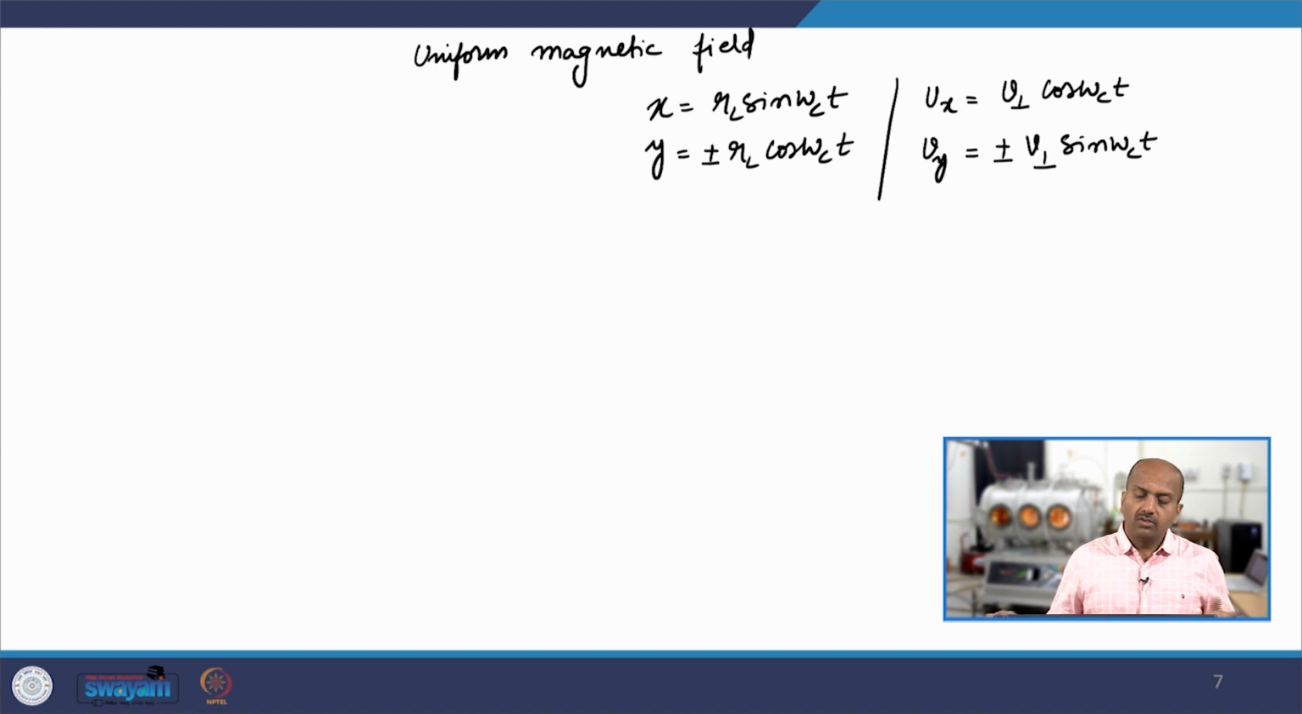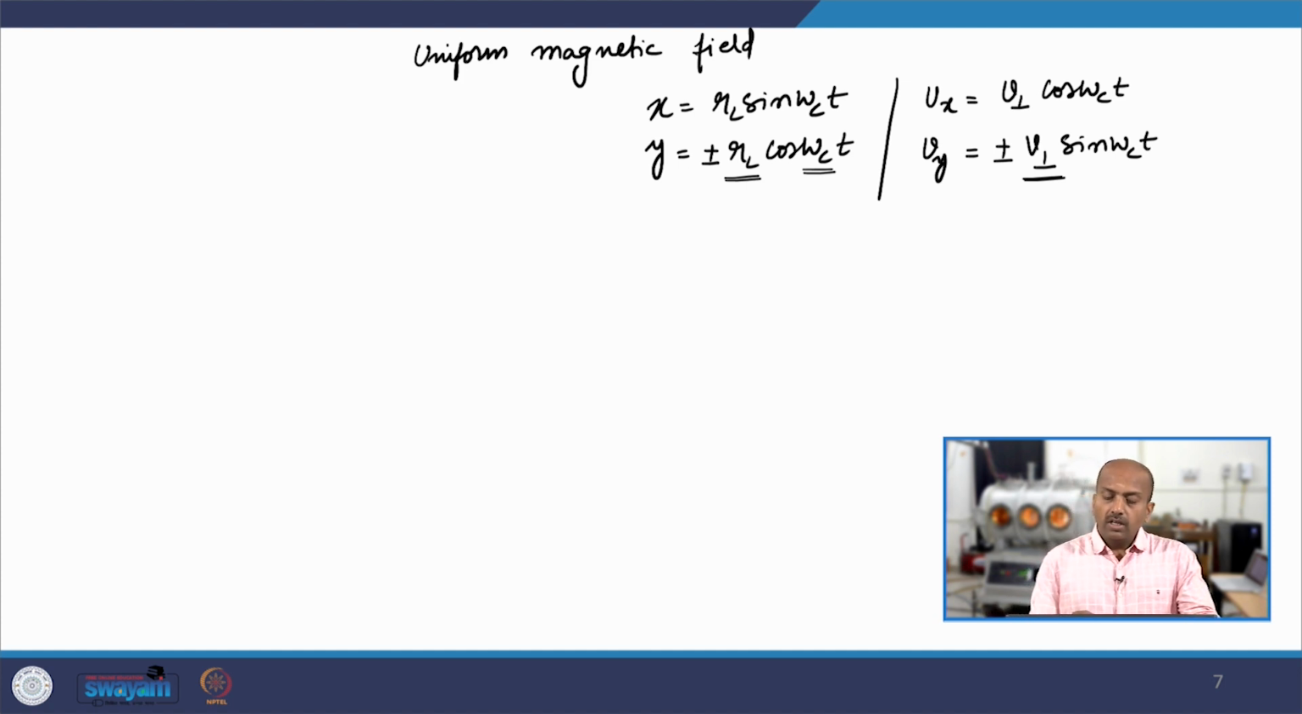Now, the important concept that you have to understand from this is that when the magnetic field is uniform, this is how the position coordinates x and y can be written. RL is the radius of gyration, omega c is the gyration frequency, V perpendicular is the perpendicular component of velocity, right. So, these two, x and y, exhibit a circular motion with a radius RL. If you take x square plus y square, you will get RL square. So, what does it mean? It is moving in a circular path with RL as the radius.